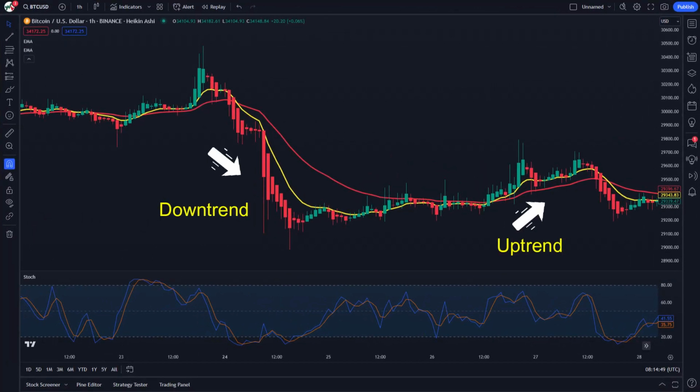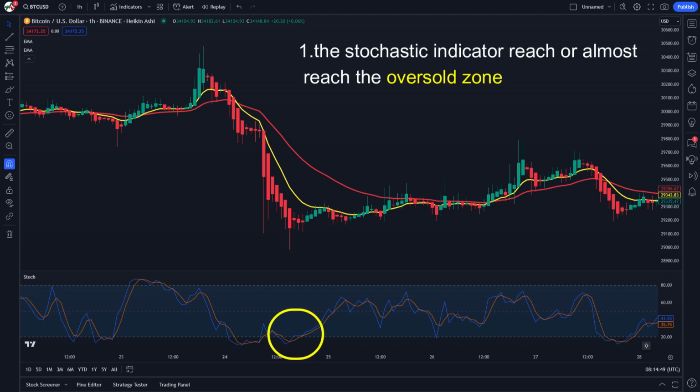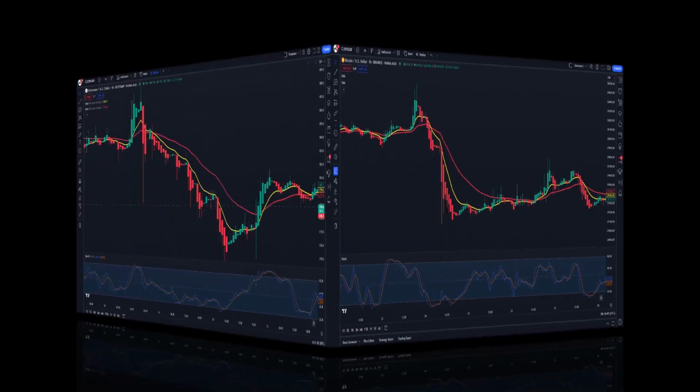The same applies for changing from downtrend to uptrend. First, the stochastic indicator reaches or almost reaches the oversold zone. Second, the blue and red lines cross each other. If both criteria are met, the trend reversal may occur. Now we apply this to our trade.